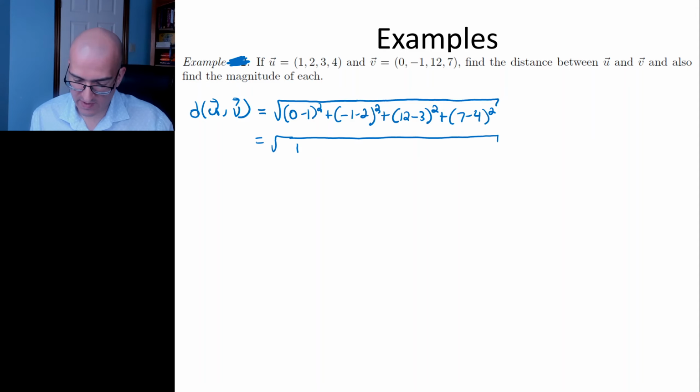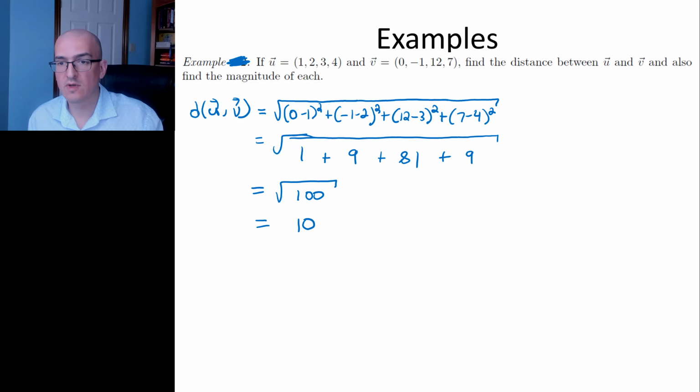So we have 1 squared, which is 1. And then the next one we have negative 3 squared, which is 9. The next one we have 9 squared, which is 81. And the last one we have 3 squared, which is 9. So that is the square root of 100, which is 10. That's one part. Now the next part.